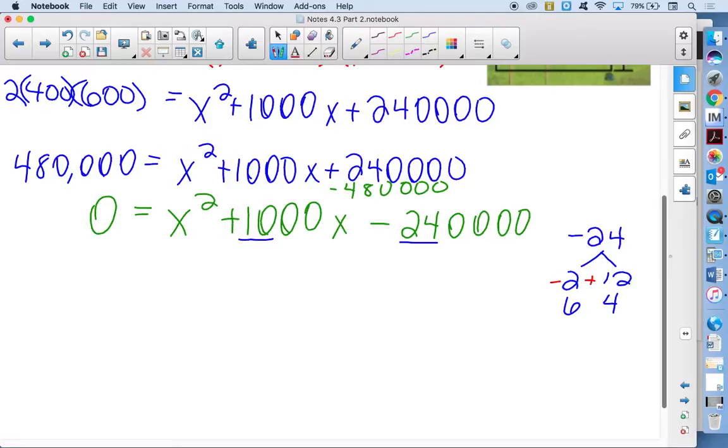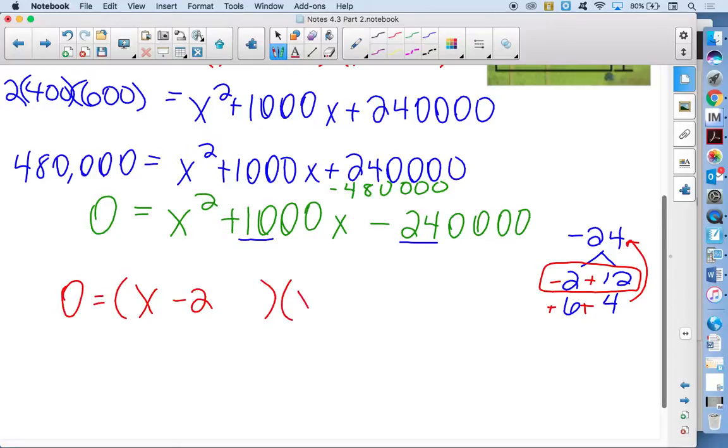Can we use the 6 and the 4, Sam? No, because no combination would give us a negative 24. Right. I mean, if they both add to be 10, it would be 6 plus 4. But again, that's not making the top number a negative 24. So we're looking at these two numbers. So in our parentheses, we have an x and a minus 2, and an x and a plus 12.